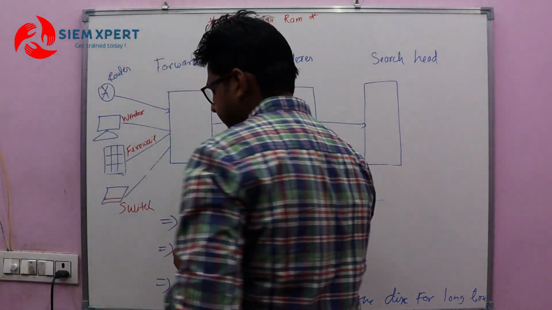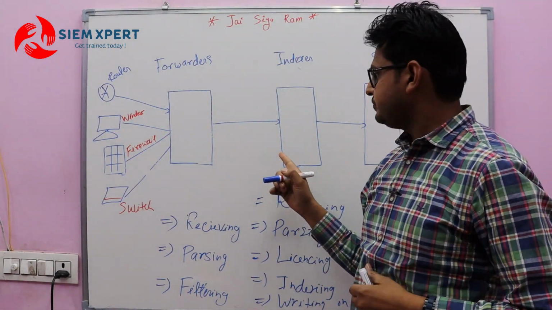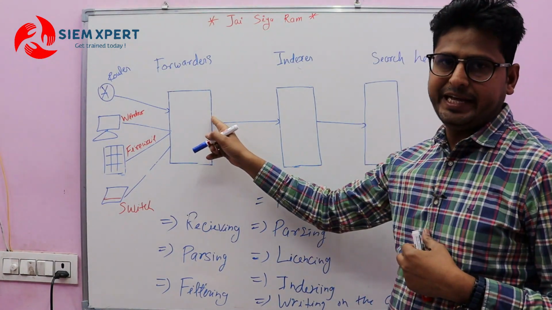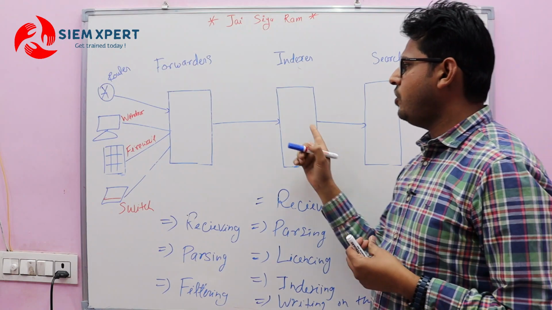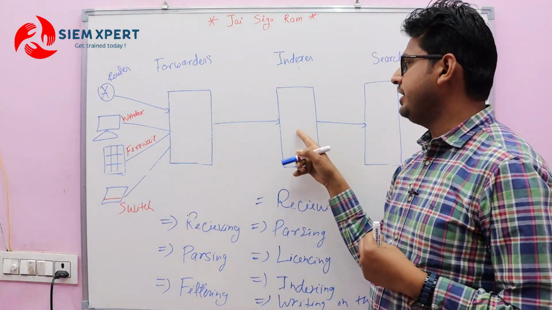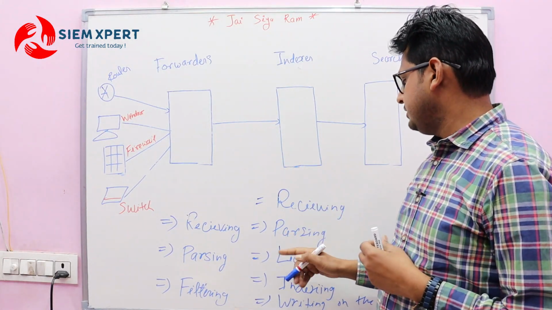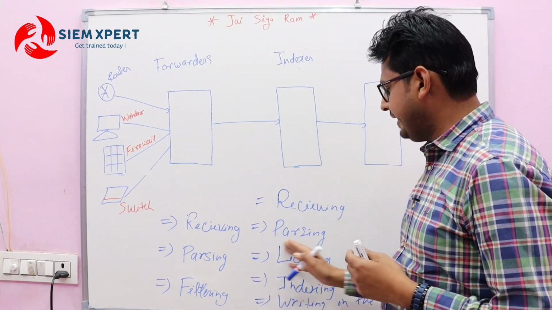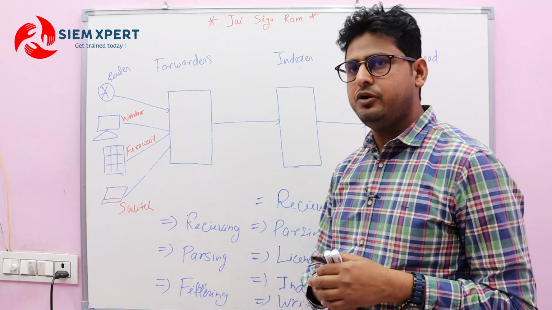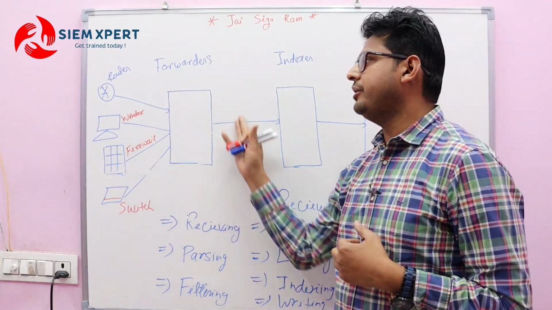So the indexer can also receive the logs directly from the end devices, as well as from the forwarder, right? Generally we are not directly receiving the logs on the indexer, because if the indexer receives the logs directly, it has to parse the events also, right? And since indexing and other work is done by the indexer itself, in order to do load balancing and avoid overhead on the indexer, we may have one component called the forwarder.